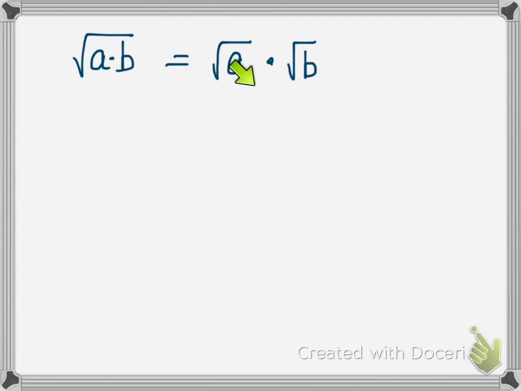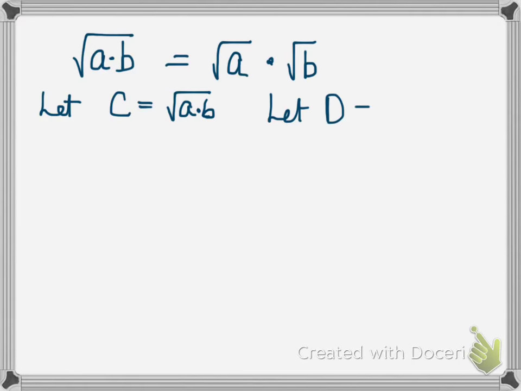But before we use this, and I don't want you to just accept that this is true, we're going to prove it, okay? Because that's what we do. We prove things. Okay, so we're going to prove that these two things are equal. We're just going to prove this for square roots. So I'm going to say let C equal the square root of a times b. Okay, that's half of our equation. And I'm going to let D equal the square root of a times the square root of b. Okay, so I've got those two things.